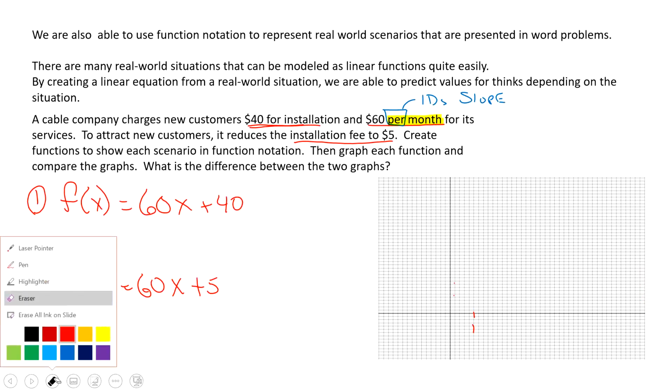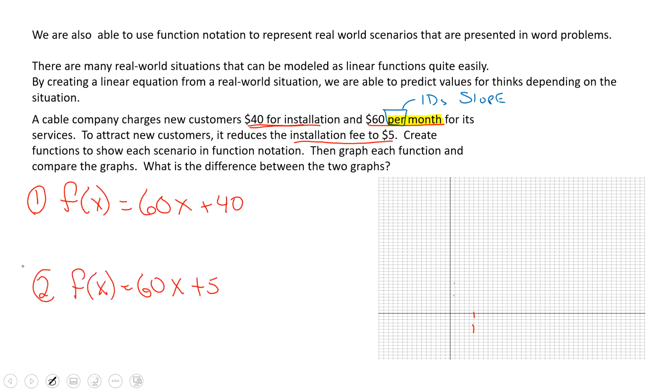No, that's not going to work. Make each one 4. 1, 2, 3, 4, 5, 6. We'll call that 10. Again, now I have to go up 15 from there. So over 1, go up 15. So there's our first line, close enough. Second line is going to start here, kind of. Again, go up 15.